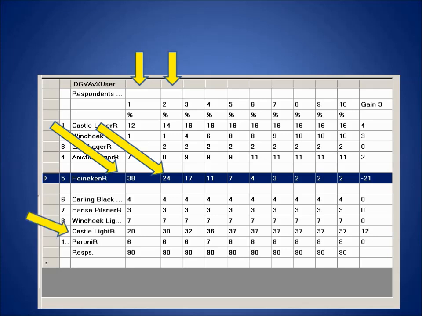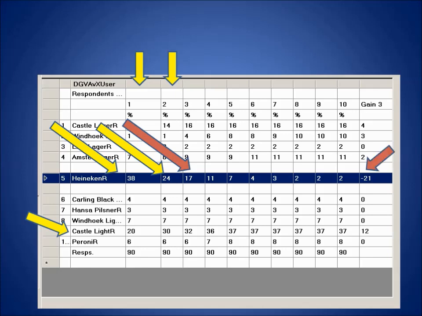Now look at what happened when the price of Heineken went up by 5 Rand. When everything was at par, 20% chose Castle Light. Suddenly, when Heineken is 5 Rand more expensive, 30% would prefer Castle Light. And we do that again. And you'll see Heineken's demand curve dropped from 38% of the respondents down to 17%. So there's a big drop in demand. The loyalty is now down to only 17%.